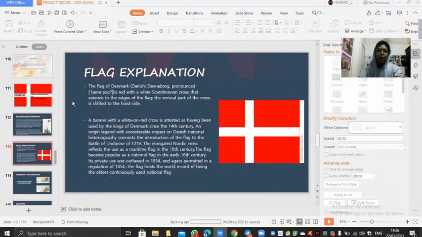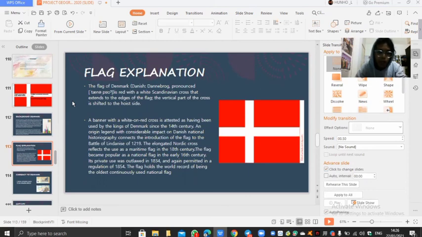Now, the flag of Denmark. The Danish flag, the Dannebrog, is red with a white Scandinavian cross. The vertical part of the cross is shifted toward the hoist side. A banner with a white cross on red has been used by the kings of Denmark since the 14th century. An origin legend with considerable impact on Danish national historiography connects the introduction of the flag to the Battle of Lindanise of 1219.